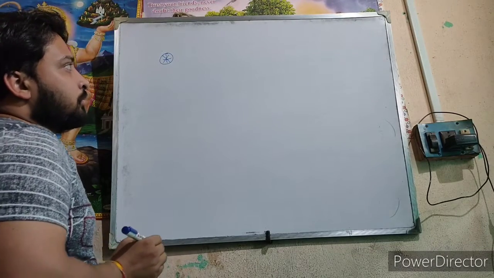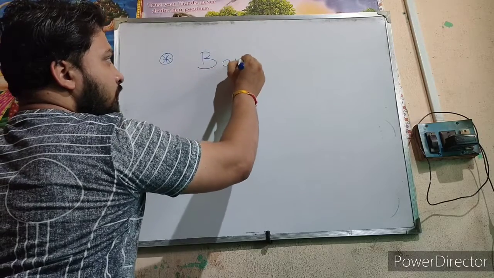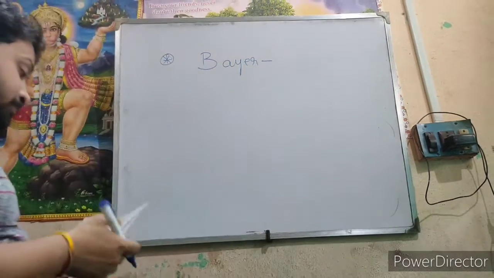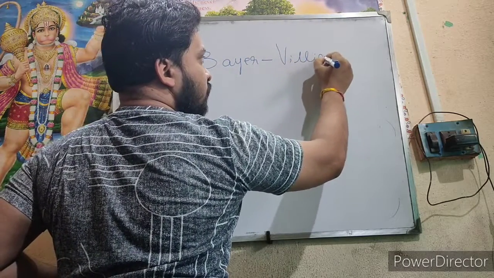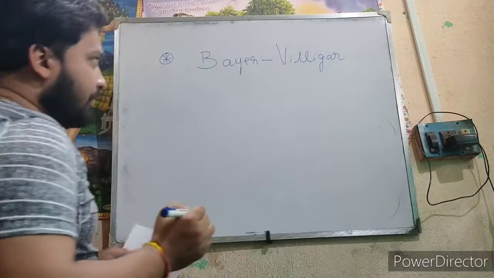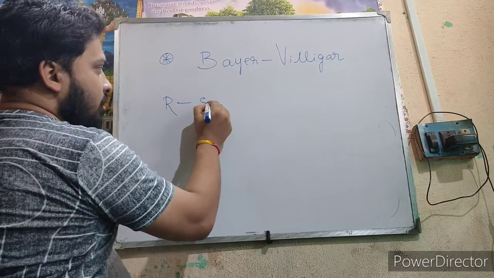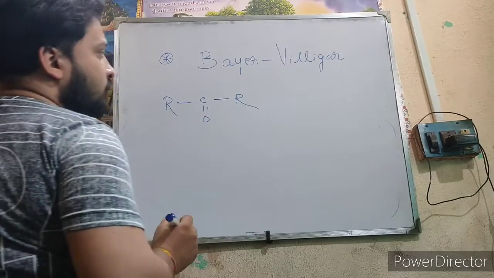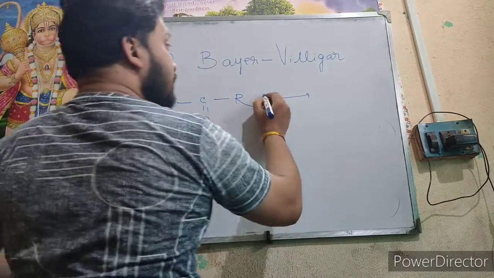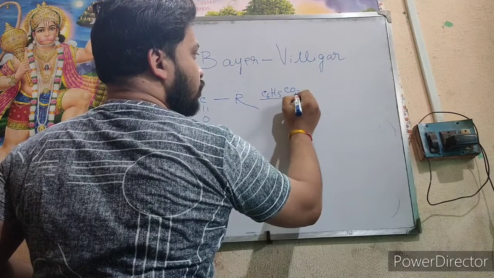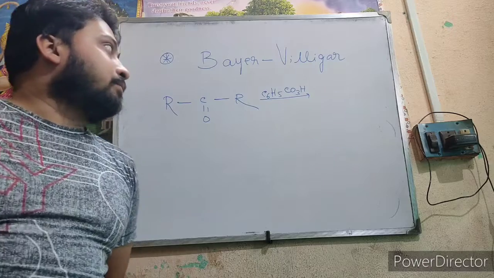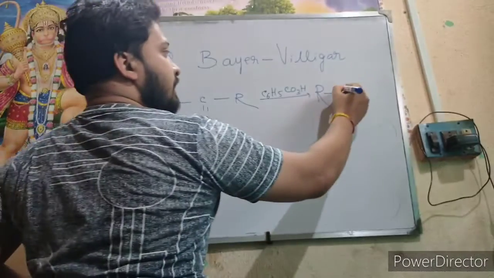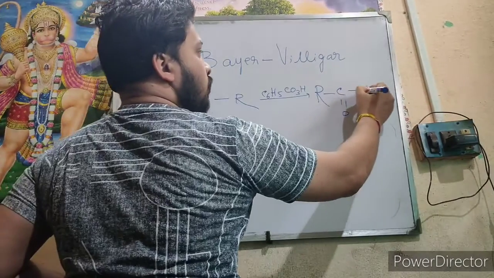First, the Baeyer-Villiger reaction. So, the next problem is Baeyer-Villiger. If a ketone RCOR is given, you should use a peracid for Baeyer-Villiger, C6H5CO3H. This is the reagent that is given. Then the answer, or the product, should be R C double bond O O R.